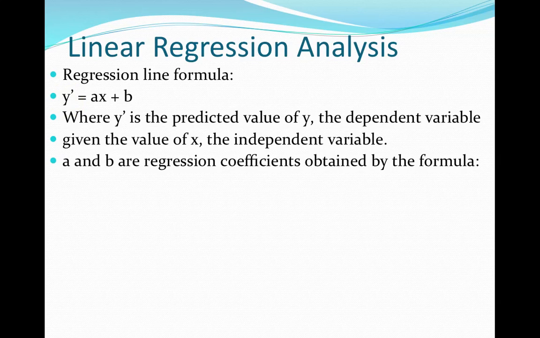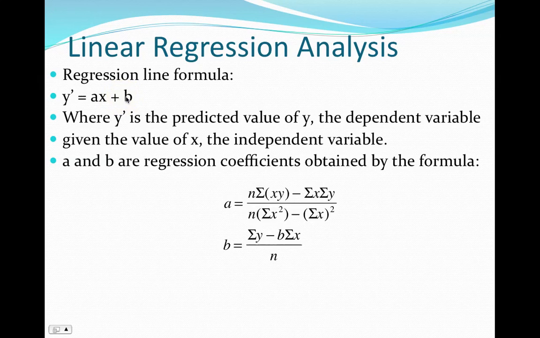Okay, a and b are regression coefficients. They're the slope and the y-intercept. They're obtained by the following formulas. The a part, the slope, looks like this: n summation xy minus summation x summation y. Okay, it's kind of complicated. So similar to what we did when we found the correlation coefficient, we're not going to find a and b by hand, although the textbook does go through it.